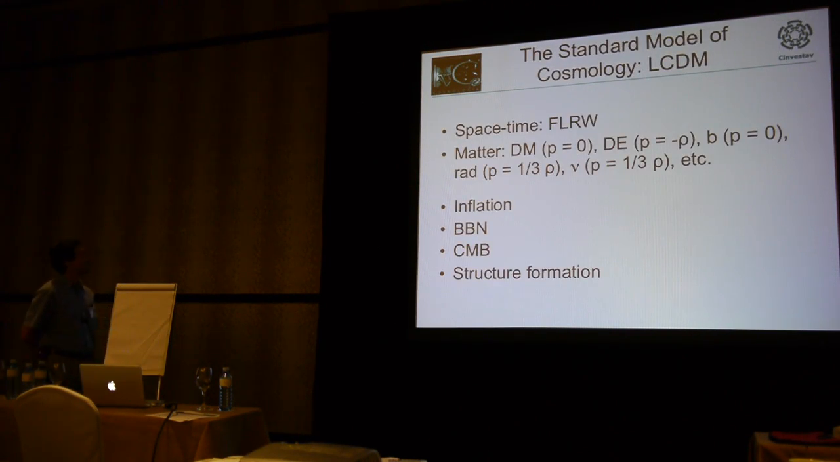Okay, let me remind you what is the standard model of cosmology, or the Lambda CDM model, the LCDM model. As you know, this is a space-time with a Friedmann-Lemaitre-Robertson-Walker metric. The content of the model is dark matter with pressure equal to 0, and dark energy with a very exotic pressure equal to minus density, baryons with pressure equal to 0, and radiation and neutrinos with pressure equal to 1/3 of the density. But we have also inflation, from where we obtain the seed fluctuations forming the galaxies and the structure formation. We have also the Big Bang nucleosynthesis coming from the standard model of particles, and the CMB, cosmic microwave background radiation, formation comes from the fluctuations of the metric.